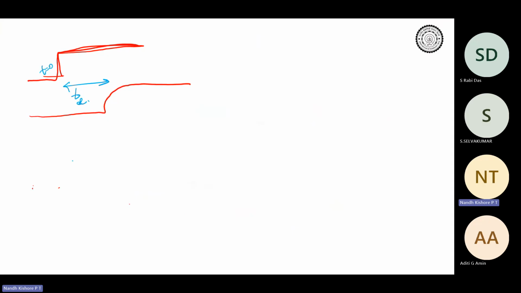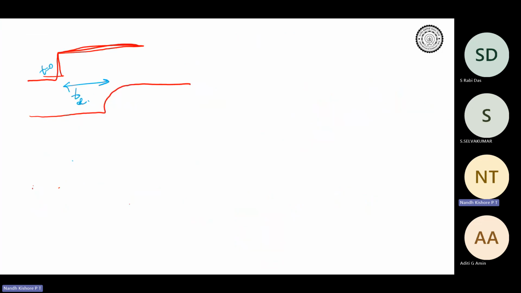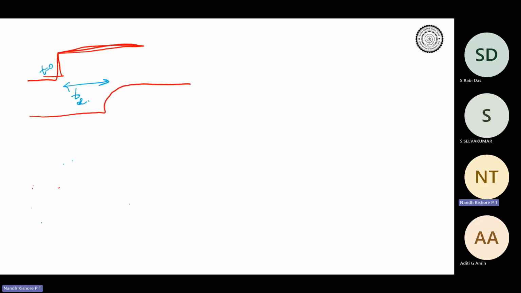But at t equal to 0 only, you're feeding the pulses to the NMOS. Now the point is, since this is a signal level MOSFET, it can turn on and turn off really fast. It is not like the power MOSFET, which takes some time. It can turn on and turn off at the sub nanosecond level.